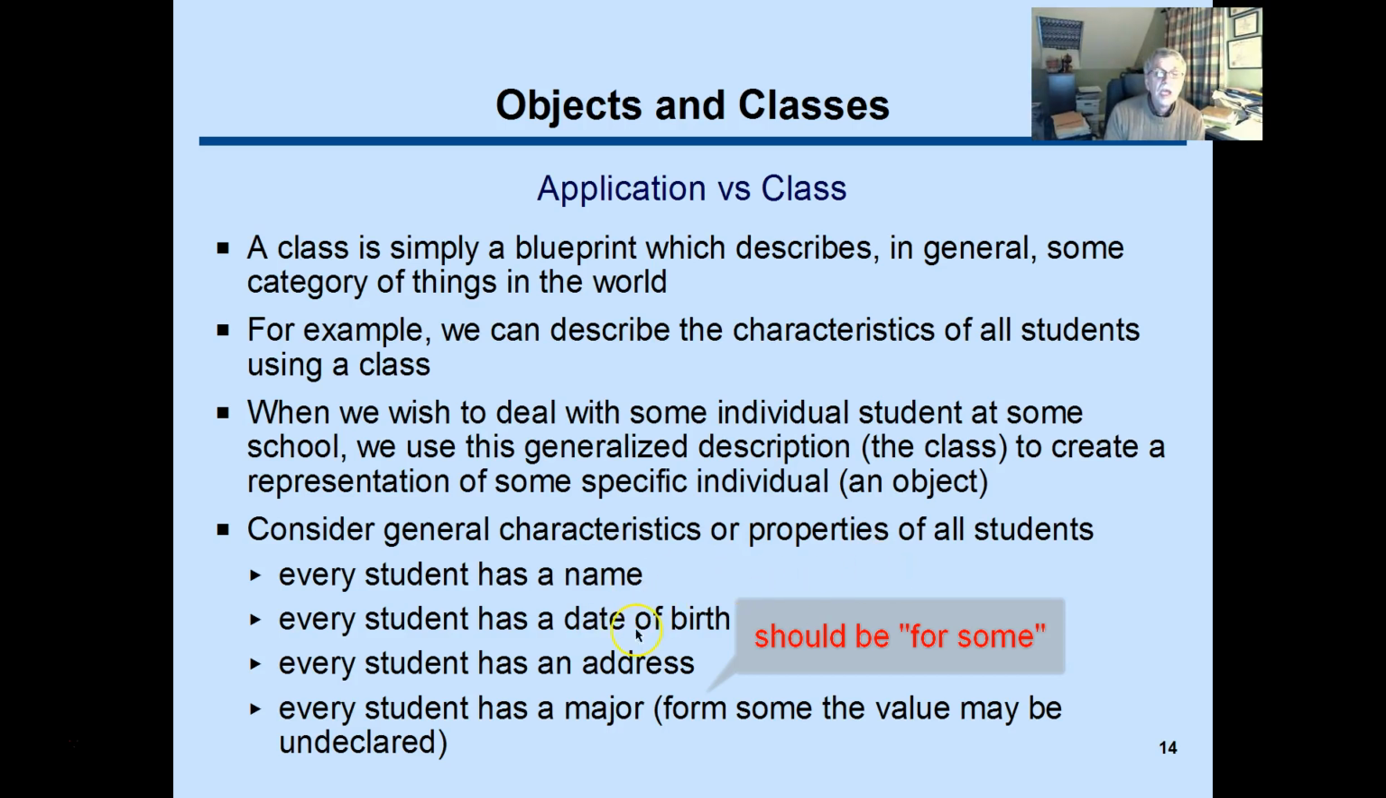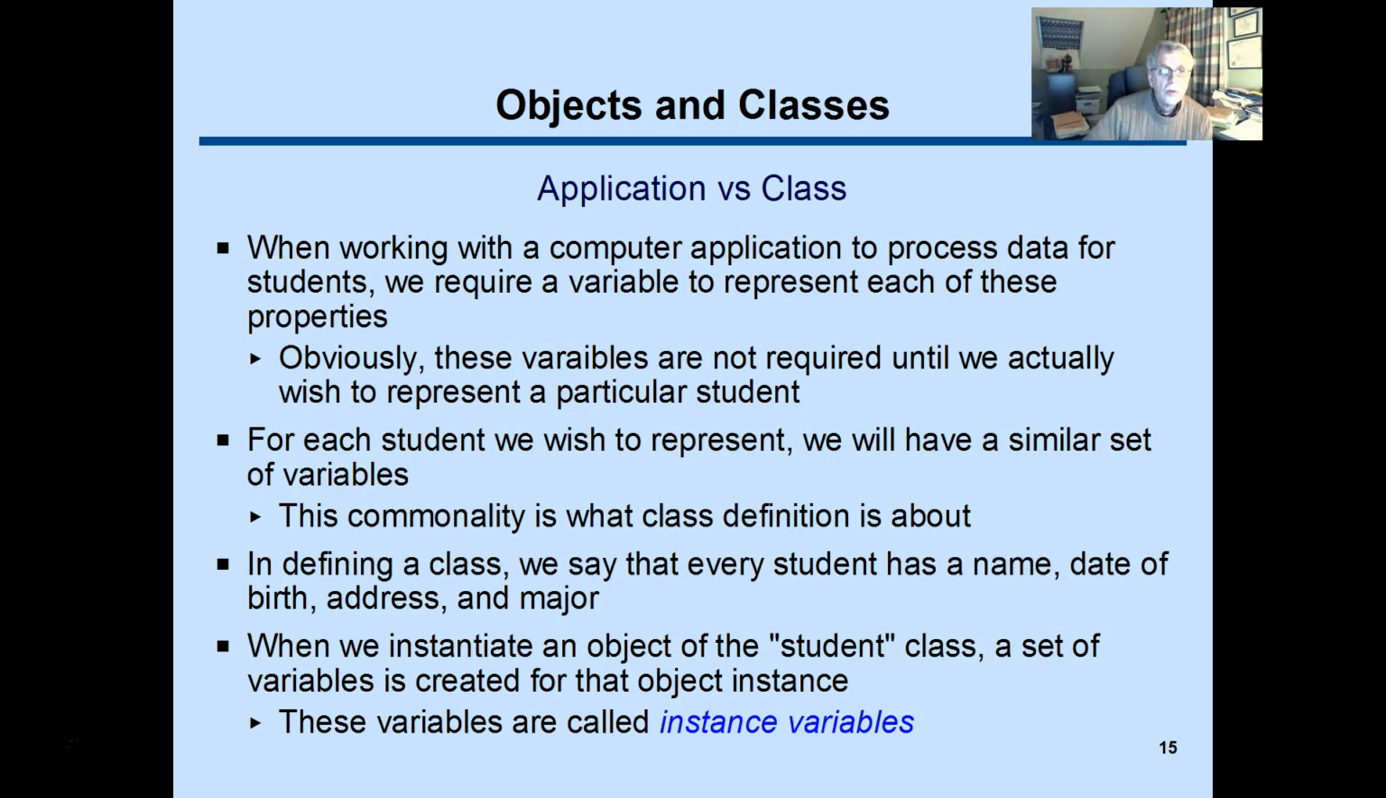One student may have a date of birth that's different from another student. And likewise, address and major could be different. But the point is, the general characteristics or properties that every student has, we've summarized those here. The actual values of those properties for each individual student may vary. So the class defines that general blueprint. What will be the general characteristics of every instance?